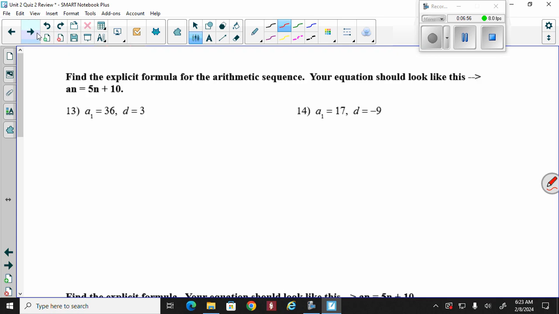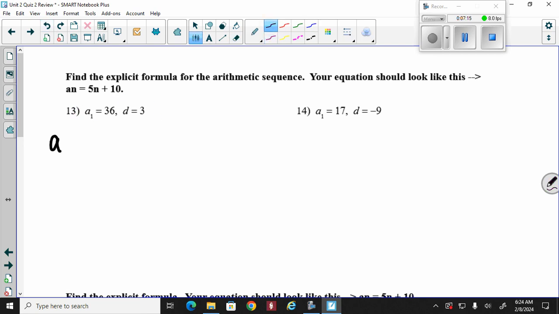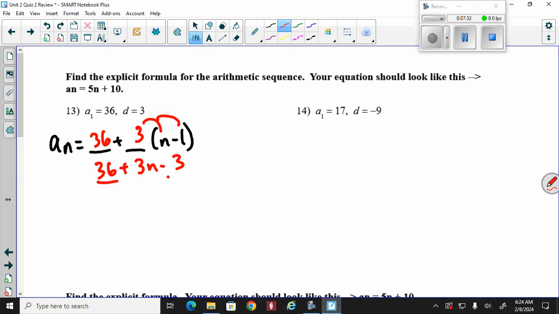All right, next one. Now the most common mistake, when you're given the first term and the common difference, is that someone simply does, oh, okay, that's going to be easy, 3n plus 36. Guys, it's never that easy. So if you remember, you have to use the arithmetic formula here. The arithmetic formula is a of n is equal to something plus something times n minus 1. My first term is 3. I'm sorry, my common difference is 3. My first term is 36. Take this, that's 36, plus 3n minus 3. Combine the first, combine the last, and you get 3n plus 33.